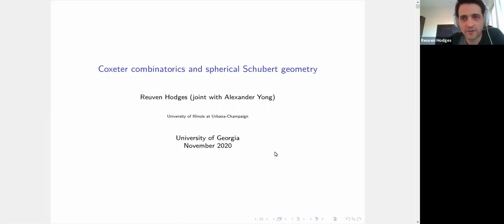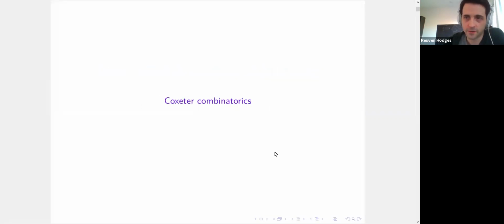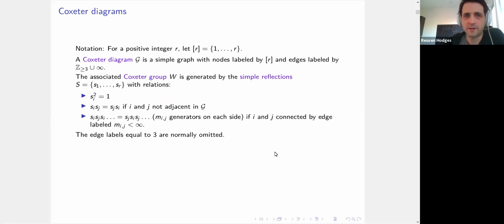Let's start off talking about Coxeter combinatorics first. So just a bit of definitions and background to start with. So notation-wise, for a positive integer r, when I write bracket r throughout the talk, it will always be the set of integers from 1 to r. And so now just a bit of background, a Coxeter diagram is just a simple graph with nodes labeled by 1 through r and edges labeled by integers greater than or equal to 3 and infinity.